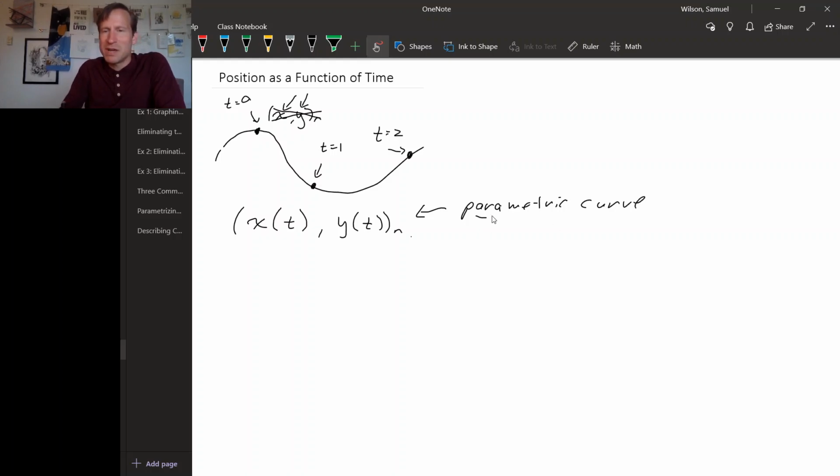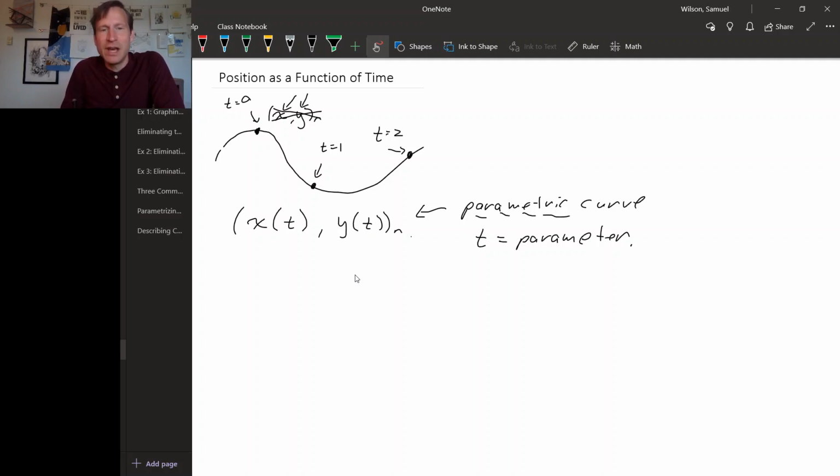And parametric just means that where you are on the curve depends on some independent variable, and that variable is called the parameter, and in this case that's t. So t is sort of the traditional letter to use for a parameter if you don't have any better name for it. Okay, so in other contexts you might use some other variable like theta maybe, but we'll use t.